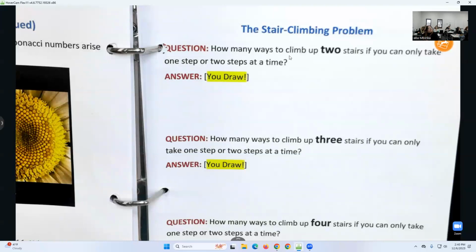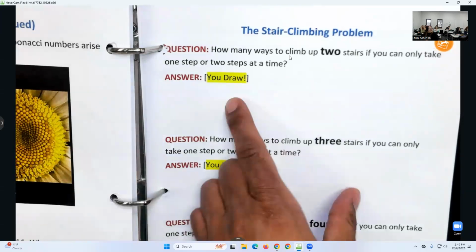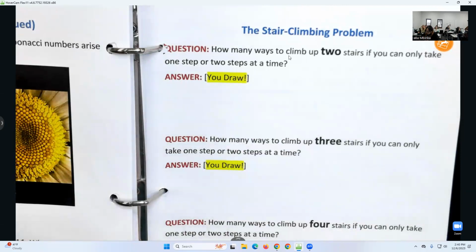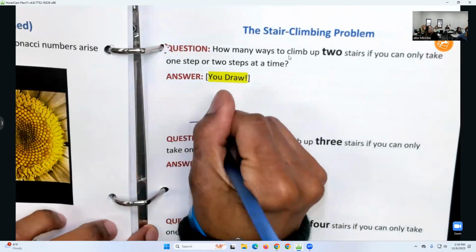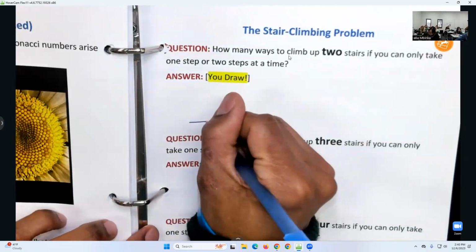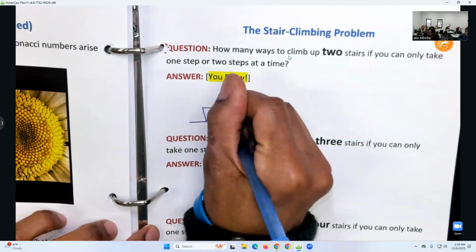So how many ways are there to climb up 2 stairs if you can only take 1 or 2 steps at a time? So let's draw 2 stairs. This is the ground level, so no stair there. That's the 0th stair. Then the first stair and the second stair.